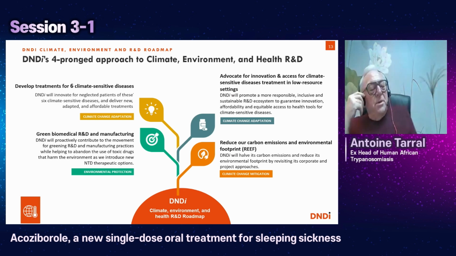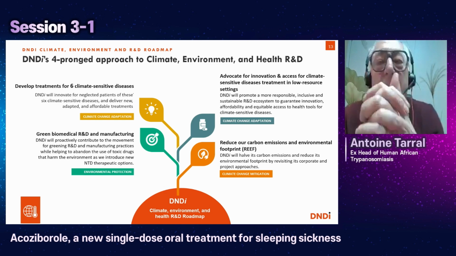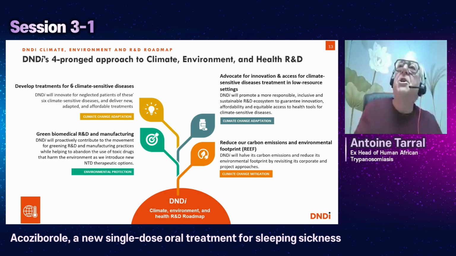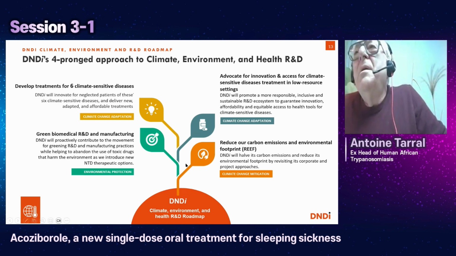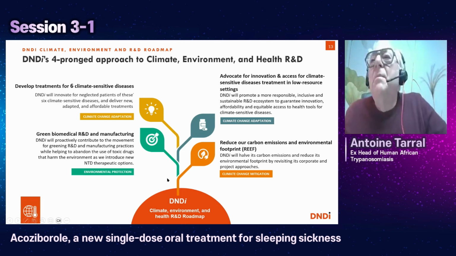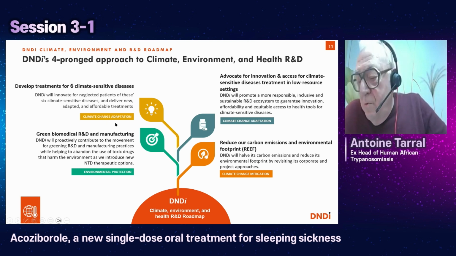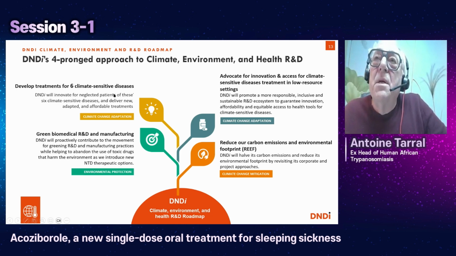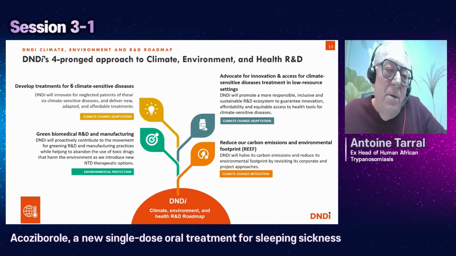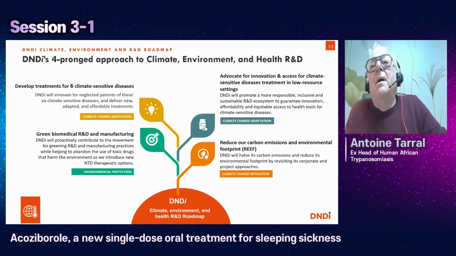So this was the overview of sleeping sickness at DNDi and how DNDi is now getting involved in this main concern regarding climate change and environment change. So DNDi is focusing on 4 main targets. The first one is to continue the research of new compounds for climate-sensitive diseases. Also to look at how we can improve our manufacturing and R&D research to have a high environmental protection regarding this manufacturing.